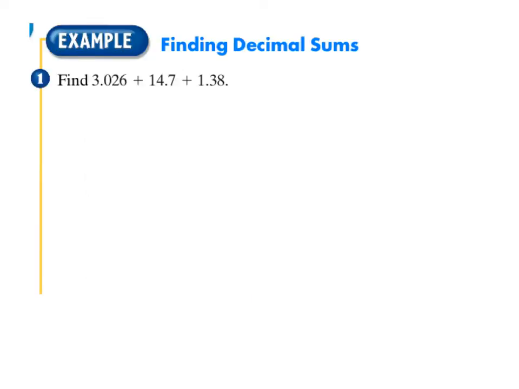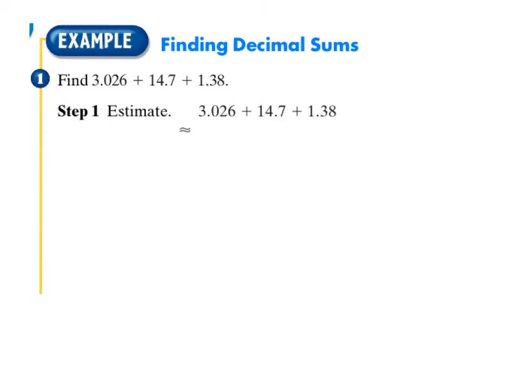Let's look at an example of finding decimal sums. Remember, anything that is a sum is addition. So we're going to find the sum of 3.026 plus 14.7 plus 1.38. So if we look at those numbers, we want to estimate first.